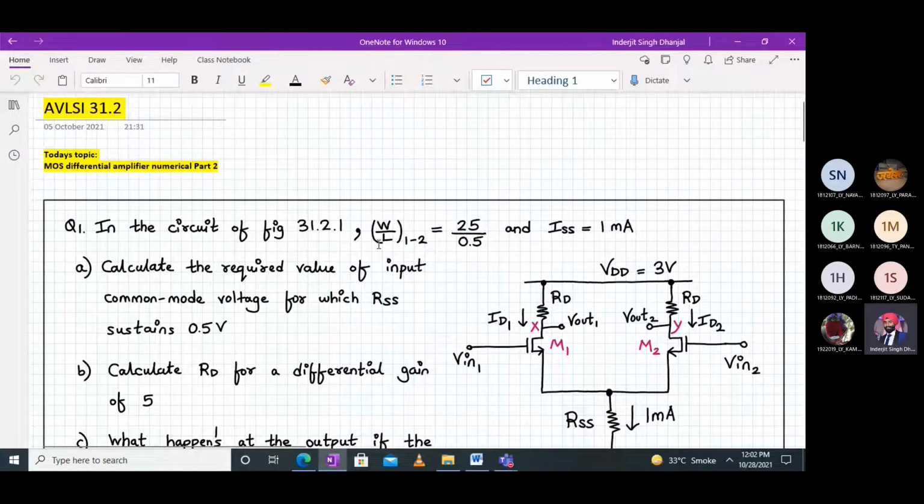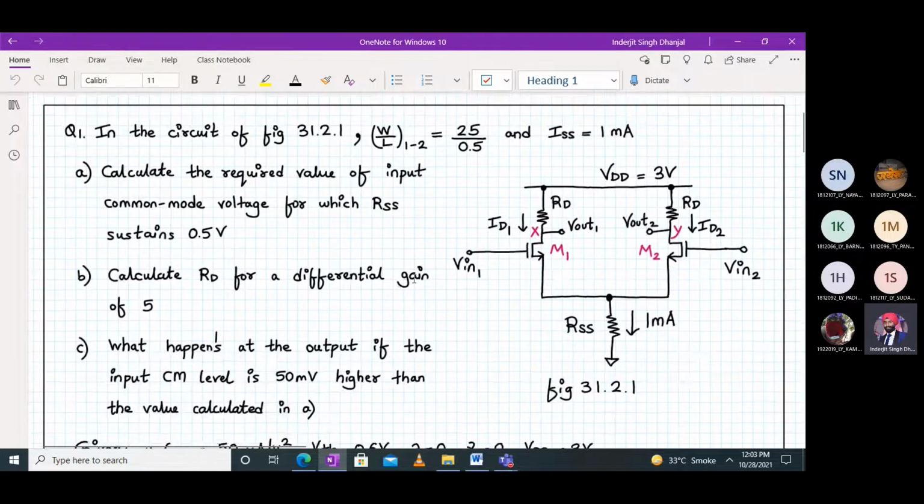Okay. So hello everyone, welcome to AVLSI lecture number 31.2. Today we are going to cover a few numericals on MOS differential amplifier. This is part number 2. Part number 1 we have already completed. So let's move on to numerical number 1.